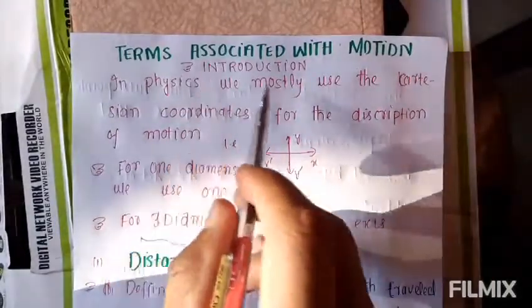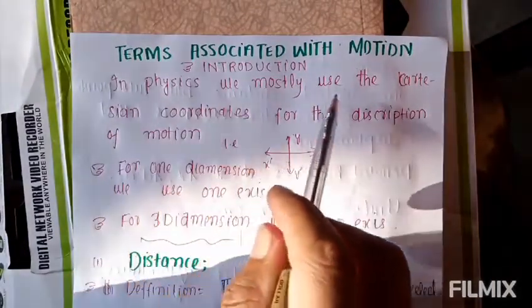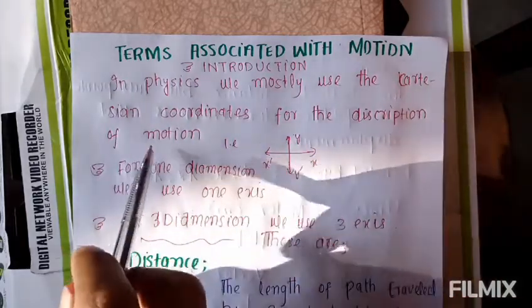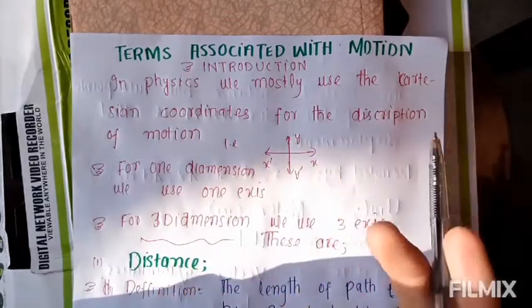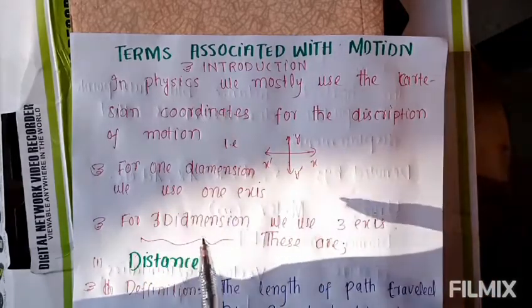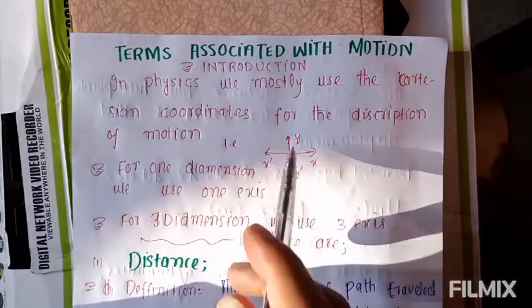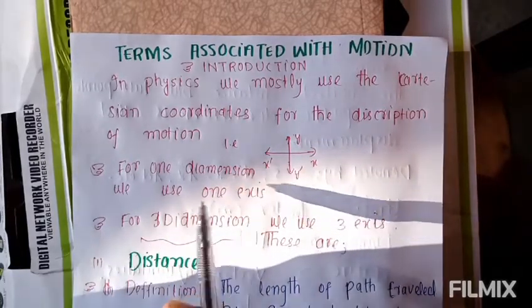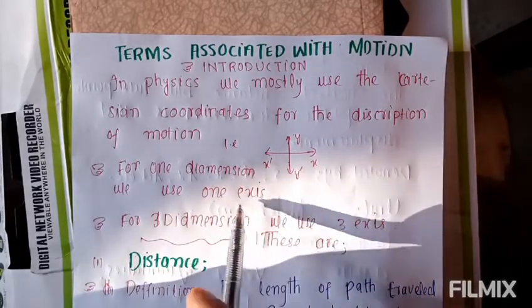So let's come to the introduction. In physics, we mostly use the Cartesian coordinates for the description of motion, like the x-axis and y-axis. For one dimension, we use one axis. If a body moves in one dimension, then we use one axis.